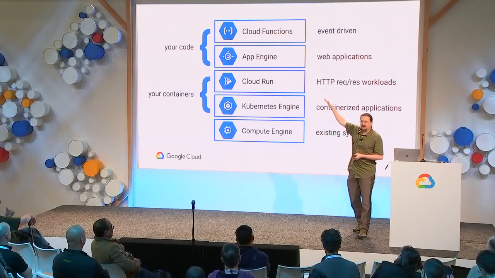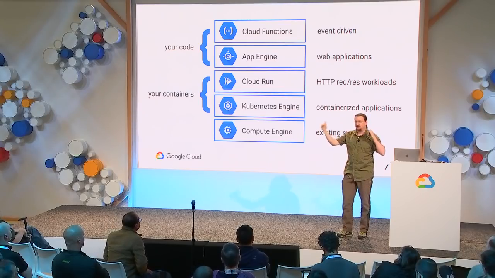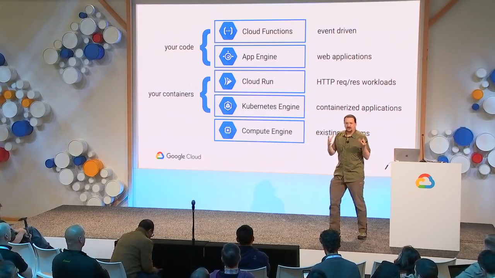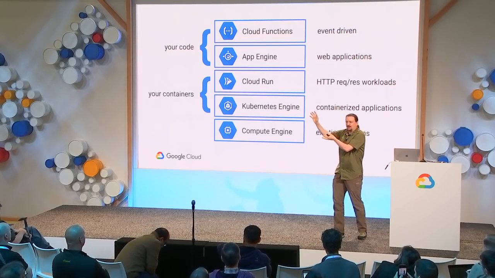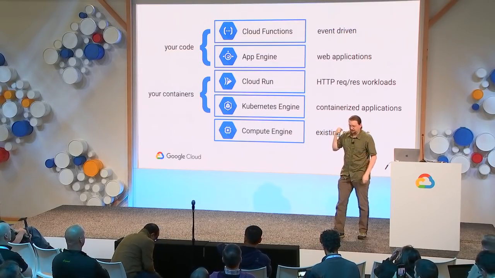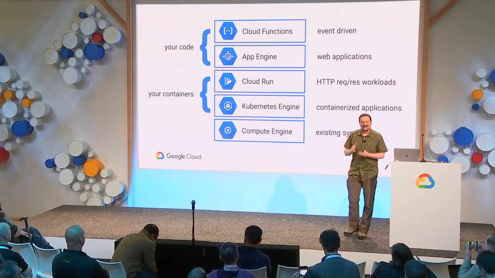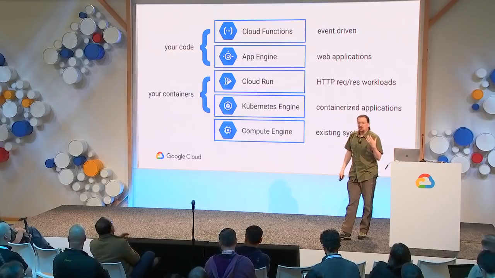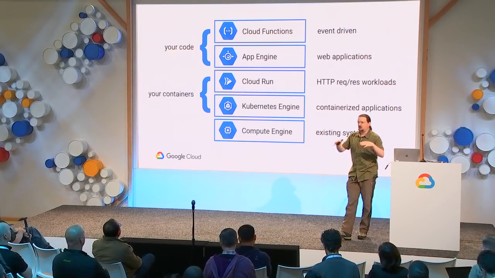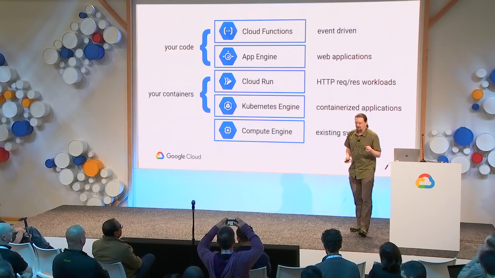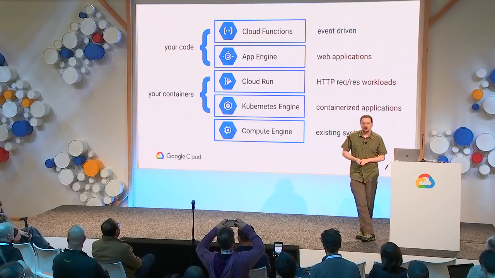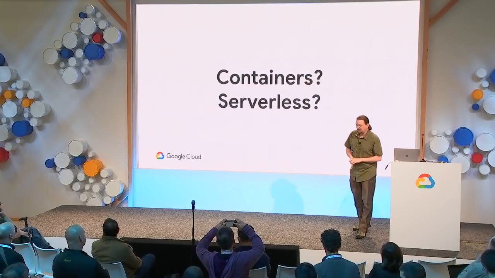Starting at the top, we have Cloud Functions, which is functions as a service. App Engine, which is for taking a set of code and running that as a website, usually. Cloud Run, which is new, and we'll talk about that in detail, announced today. Kubernetes Engine, which is a hosted Kubernetes cluster. And Compute Engine, which are virtual machines, network and disk running there.